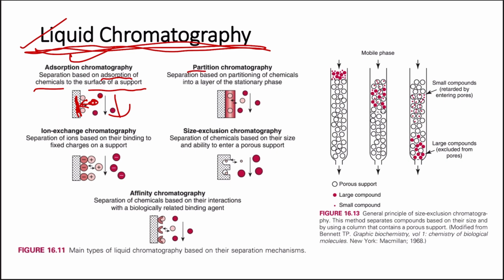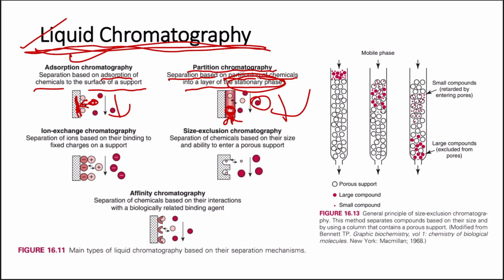Then we have partition chromatography. Here the separation is based on the partitioning of the chemicals into the layer of the stationary phase. This is the layer of the stationary phase, and these are the molecules which are getting partitioned in this layer of the stationary phase, and these molecules are going out. That is, these molecules are going more along with the mobile phase.